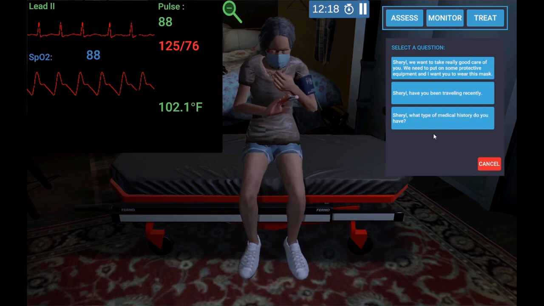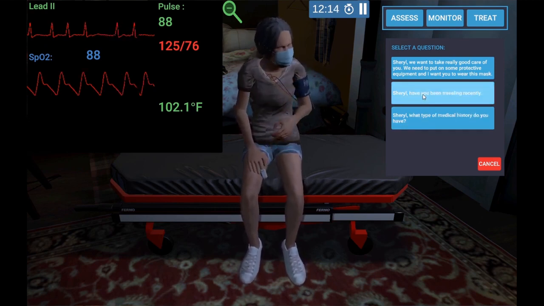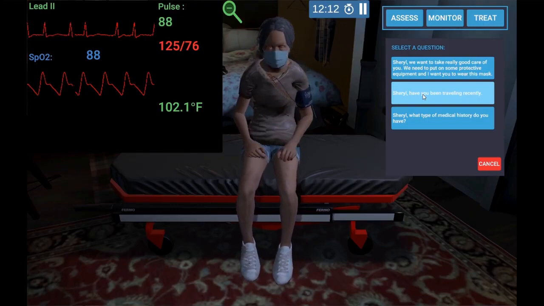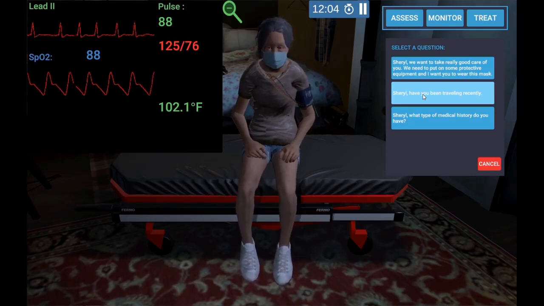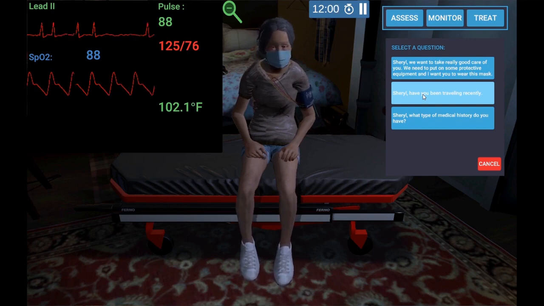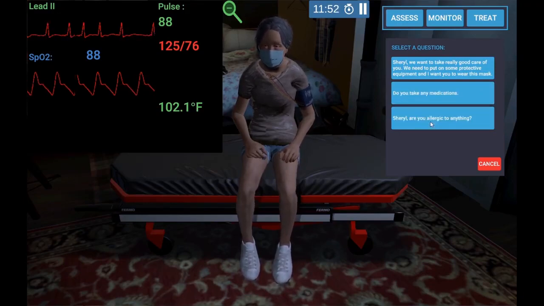The user does not forget to ask, Cheryl, have you been traveling recently? "No, I had surgery to remove part of my right lung, and currently taking chemotherapy. My daughter takes me to those appointments." Then, Cheryl, what type of medical history do you have? "Cancer, and I've had some sugar problems in the past."